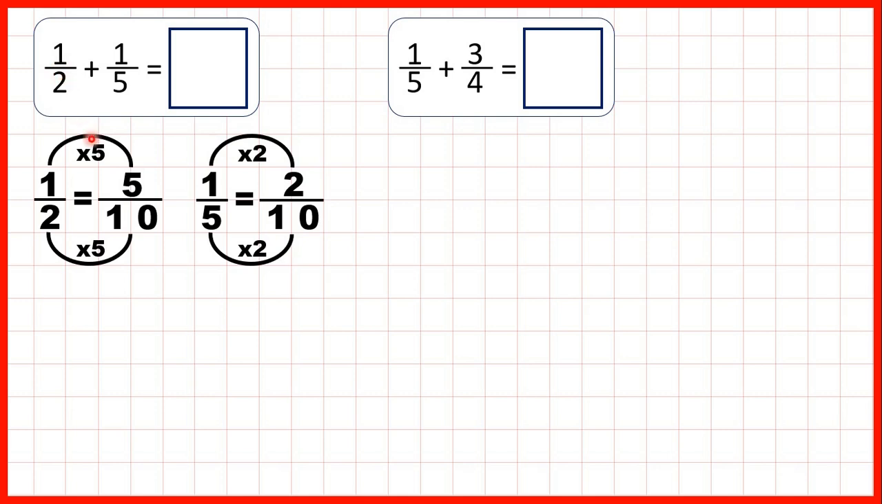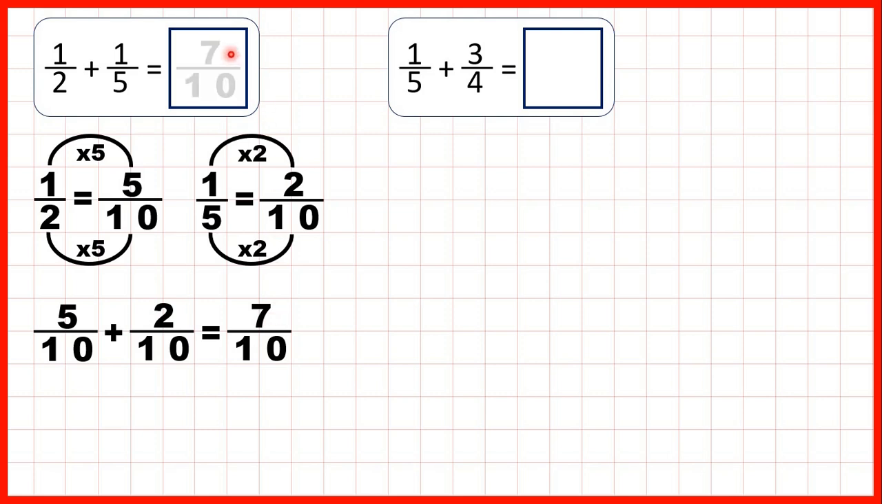Instead of 1/2, we can write 5/10, because that's equivalent to 1/2, and instead of adding 1/5, we can add 2/10. So now we have a common denominator, and when we're adding fractions, the denominator stays the same in our answer, and 5 plus 2 is 7. So our answer is 7/10.